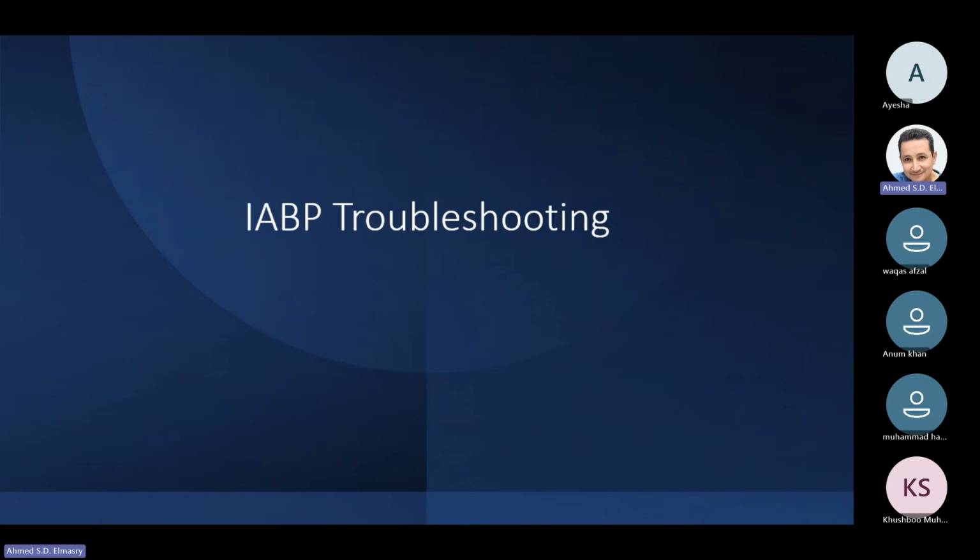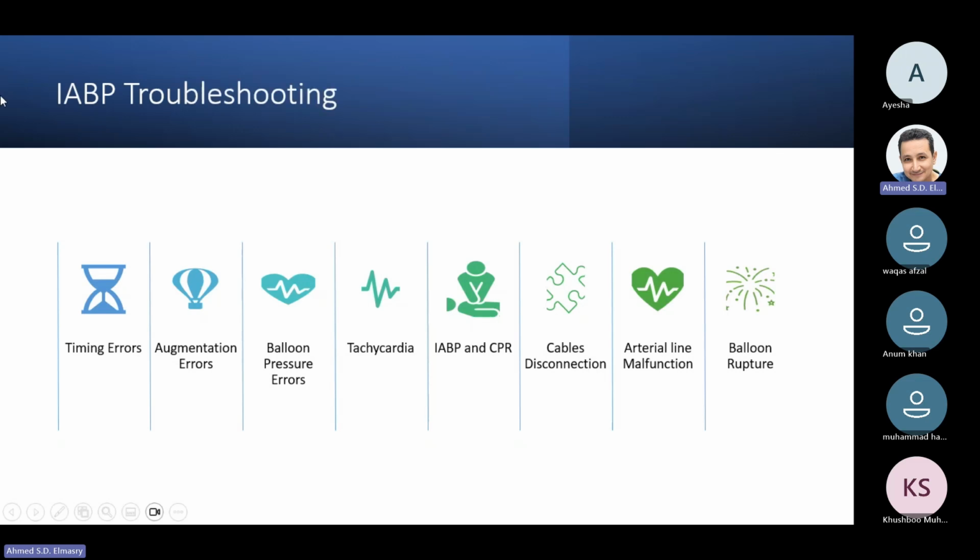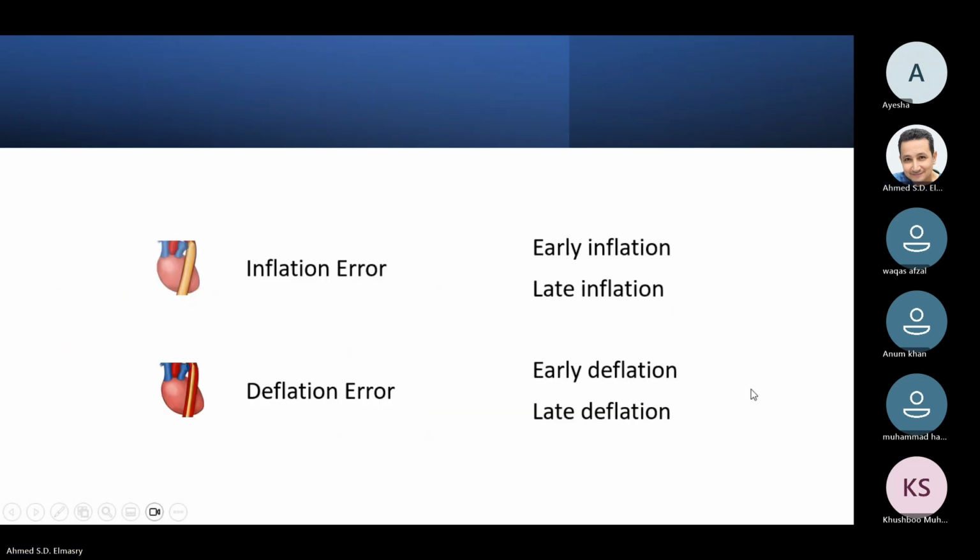Our lecture today is about intra-aortic balloon troubleshooting. We have a lot of causes. It could be due to timing errors, augmentation errors, balloon pressure errors, problems related to tachycardia, what you should do during CPR, cable disconnections, arterial line malfunction, and at the end, what you should do if you have evidence of any balloon rupture.